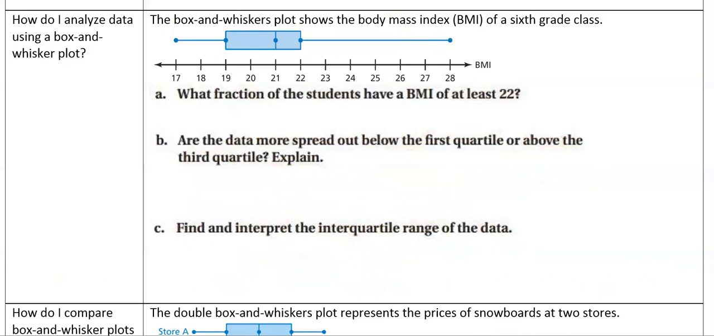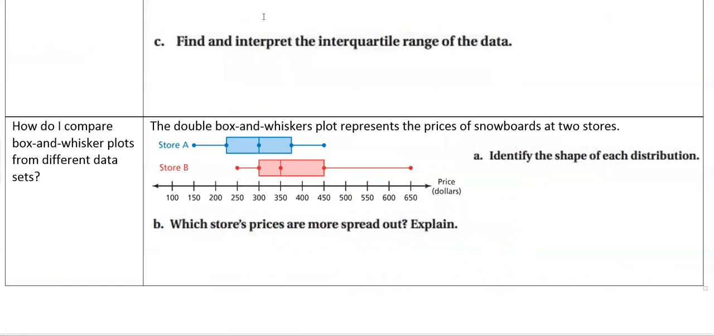Okay, let's go to the last example. Try to blow through this. How do I compare box and whisker plots from different data sets? The double box and whiskers plot represents the prices of snowboards at 2 stores. Okay, store A and store B. And then look, we have our prices down here.